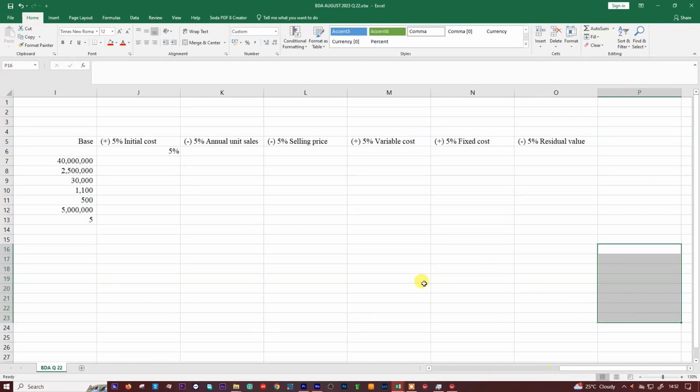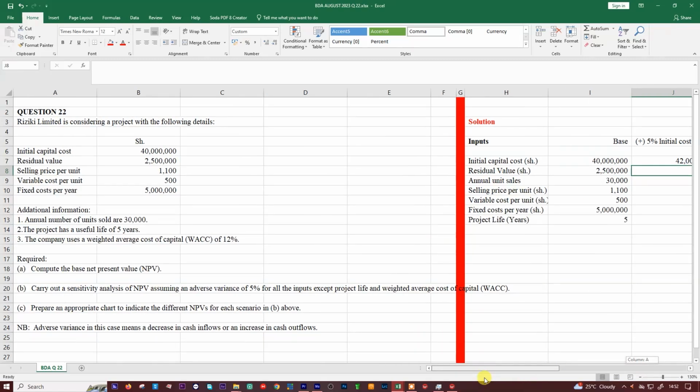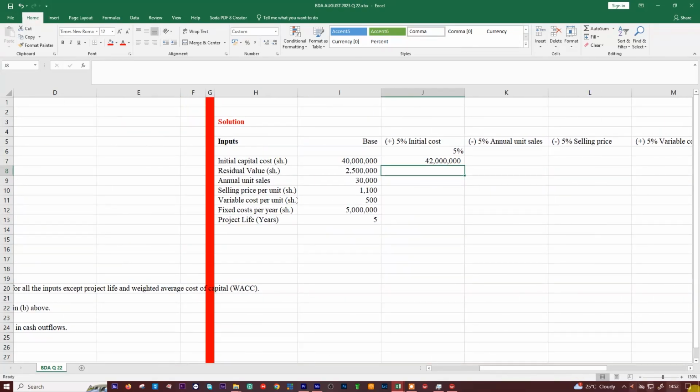So with the 5% increase, we come over here plus that value times a factor of 1 plus we're increasing it by 5%. That gives us 42 million. With 42 million, we are saying the residual value remains the way it is over here, because the residual value will remain as 2.5 million all through, whether there is going to be an adverse effect and so on and so forth. So here is 2.2 million like that.